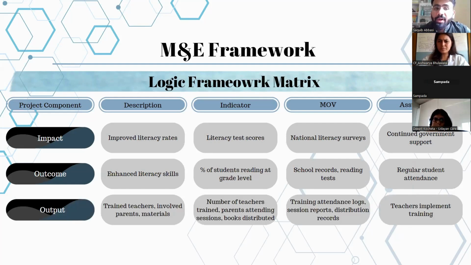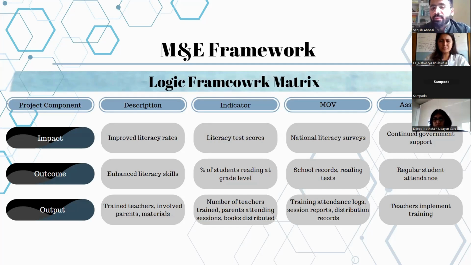For this outcome to happen, what outputs need to happen? What we mean by output is the immediate deliverables that need to happen to ensure the delivery of the outcome. For us to have enhanced literacy skills, we definitely need to ensure that the teachers in the schools are actually trained, right? We need to ensure that the parents are involved. We need to ensure that the right resources are in place.